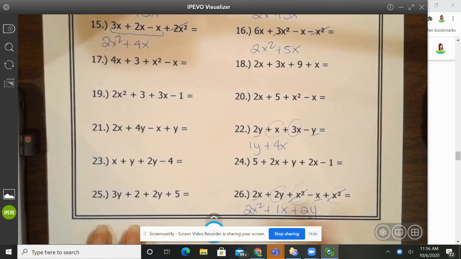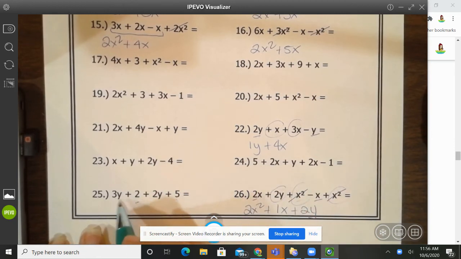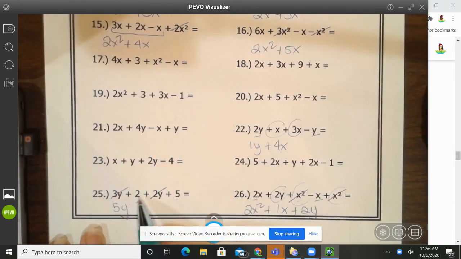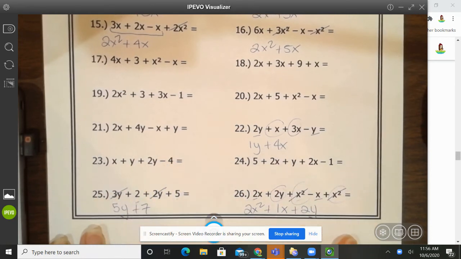All right, let's try this one. There are some numbers that don't have variables, which is fine. It's the same thing. Let's do the y's first, so the terms with variables first. That's 3 plus 2. These are two like terms. So that's 5y. Then 2 plus 5 is 7. And that's all I can do here. You're combining like terms.